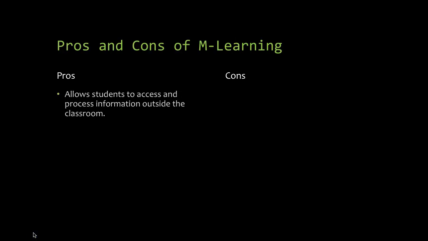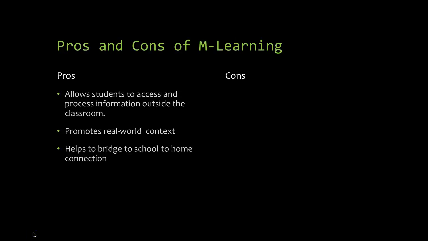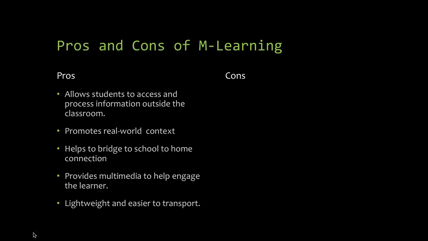Students can access the learning outside of the classroom. Real-world connections can be made because the students can see how their learning is used through the technology. It helps to bring the learner from learning from school to home and vice versa. And the videos and vivid pictures that can be viewed help to engage learners. Instead of carrying heavy books for all the classes, a student can access books, word processing, and other essential learning tools on their one lightweight device.